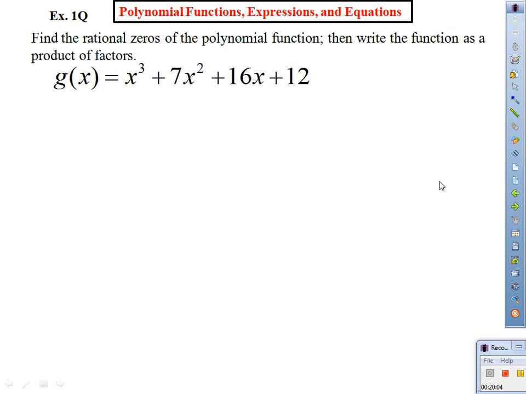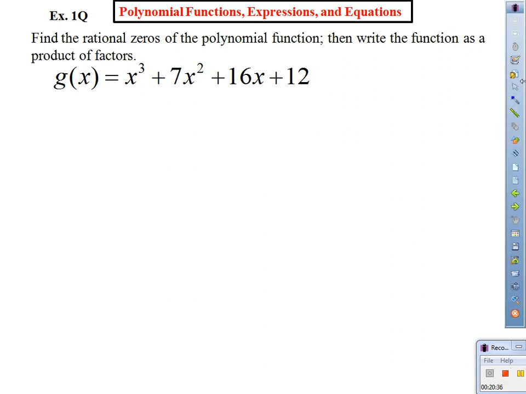Example 1Q. G of x equals, you don't need the instructions anymore, you should have them already. G of x equals x cubed plus 7x squared plus 16x plus 12. And once again, we need to find the rational zeros, and then we need to write the function as a product of factors. So let's do this one together.